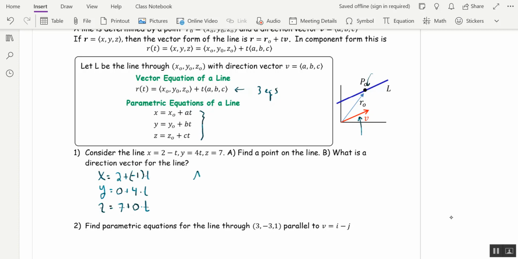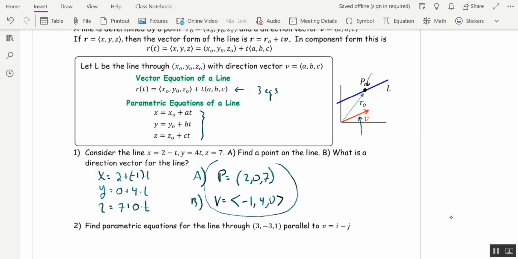Then for part A, a point on the line, if you compare these three equations to the three in the box above, you can see a point on the line is simply 2, 0, 7. For example, you could take t equal to 0 and get 2, 0, 7. And then for B, the direction vector for the line, or a direction vector, you want the coefficients of t, -1, 4, 0. So it's that easy.